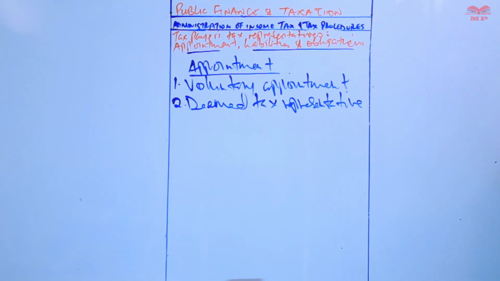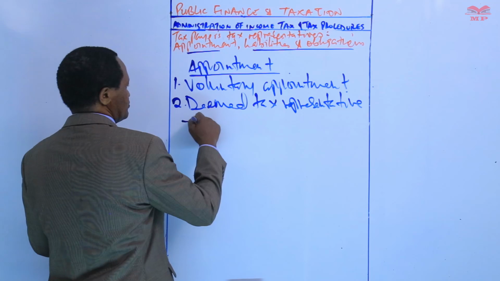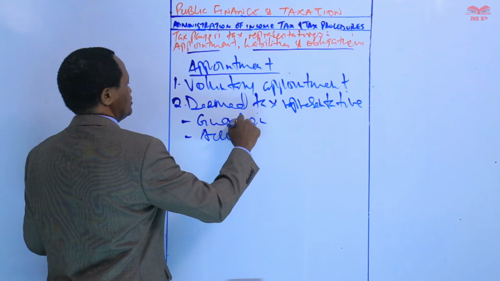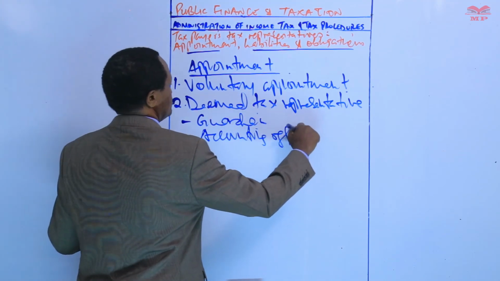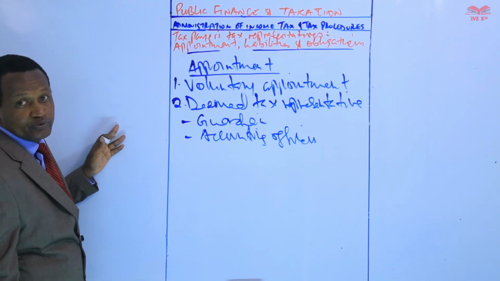A good example is a guardian. Another example is an accounting officer of entities like companies, partnerships, associations of persons, government bodies, the judiciary, Parliamentary Service Commission, and so on. A guardian of a minor, accounting officers of companies, of government departments or entities, and so on.